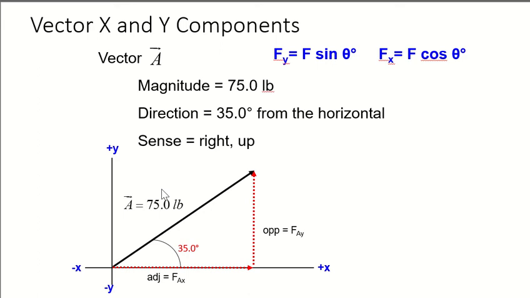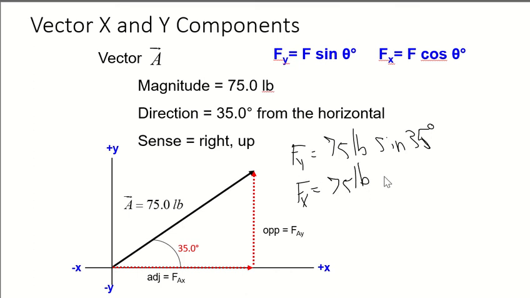But for this particular one, if I use this, for example, if I want to find my Fy, it's going to be my F, which is my 75 pounds, sine of my theta, which is 35 degrees. And my Fx is going to be the same thing, 75 pounds, but now it's the cosine of 35 degrees.